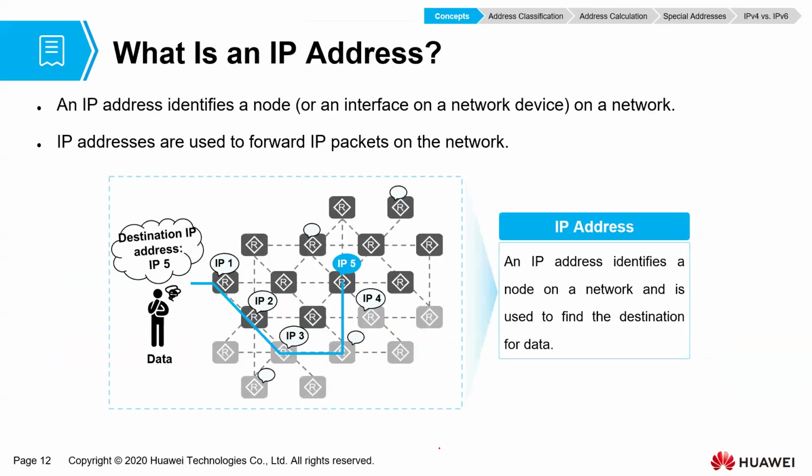Right, moving to IPv4. What is an IP address? An IP address identifies a node on a network. IP addresses are used to forward IP packets on the network. So every host, when we're saying host, we're saying every device, every interface, everything on a network, it is identified by an IP address. Every device on a network is identified by an IP address.